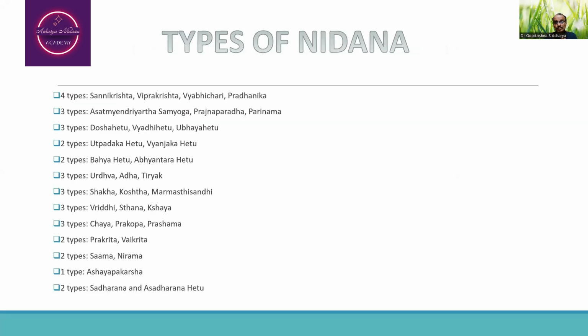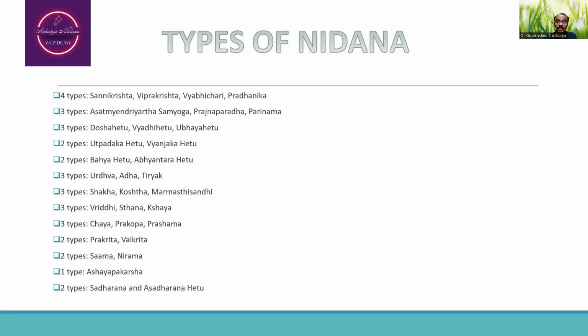So these are the different types of Nidana explained in the Ayurveda classics. 4 types of Nidana: Sannikrishta, Viprakrishta, Vyabhichari, and Pradhanika. 3 types of Nidana: Asatma Indriyartha Sanyoga, Prajnaparada, and Parinama. 3 types of Hetu: Dosha Hetu, Vyadhi Hetu, and Ubhaya Hetu. 2 types of Hetu: Utpadaka Hetu and Vyanjaka Hetu. 2 types of Hetu: Bahya Hetu and Abhyantara Hetu. The rest of the classifications are types of Abhyantara Hetu.